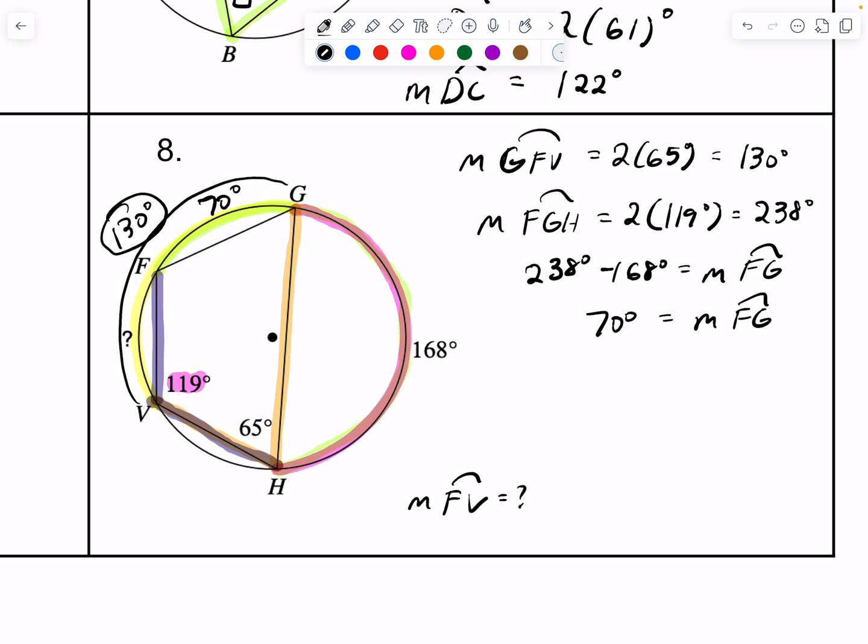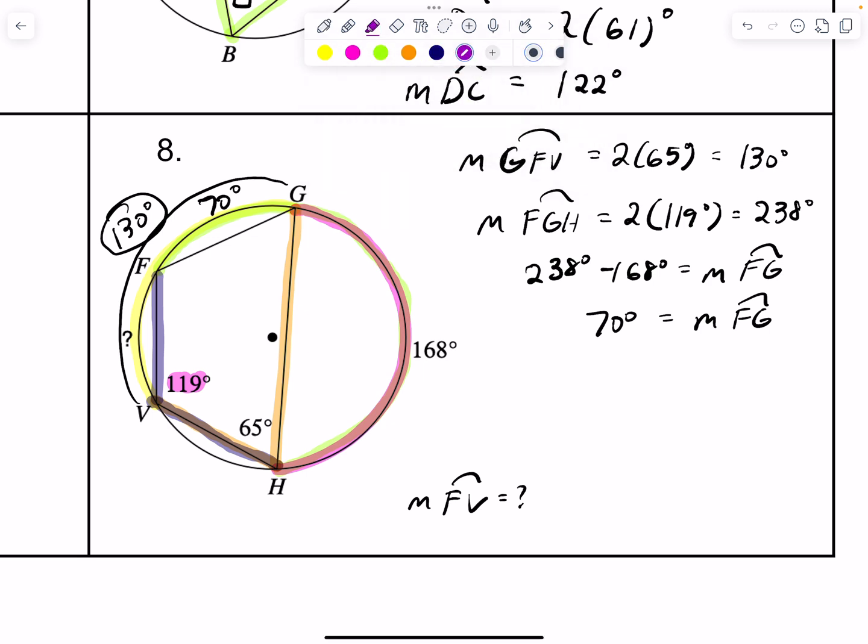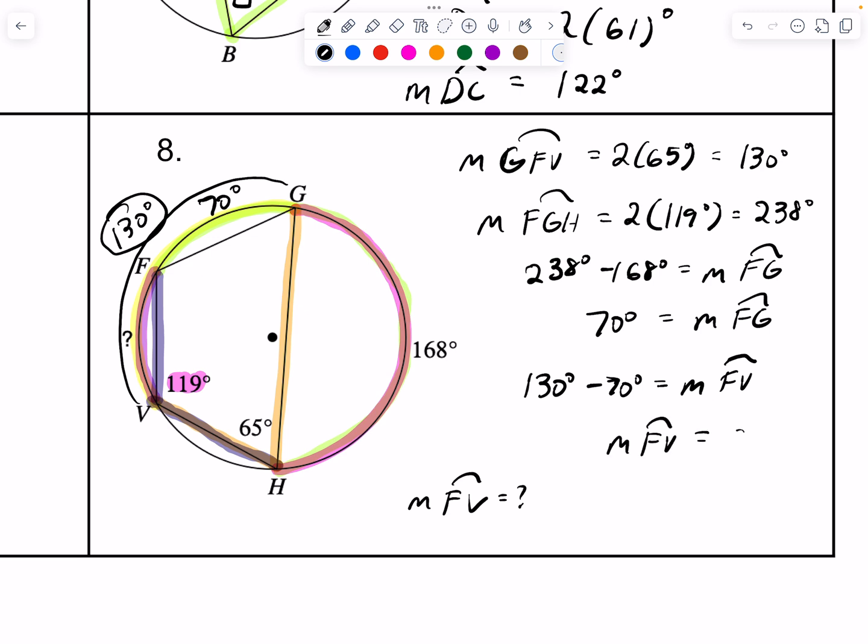So if I want to find this smaller piece, I'm running out of colors. Oh, yeah, I got more colors. If I want to find this smaller part here, I need to take that 130 and subtract 70, which would give me the measure of arc FV, which is ultimately what I want. So the measure of arc FV is going to be 60 degrees.